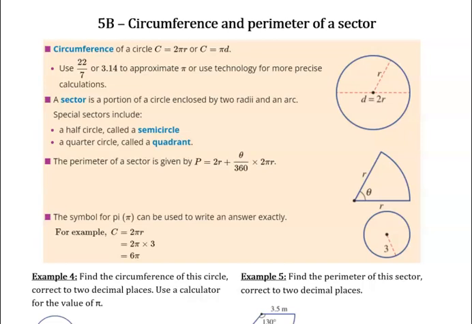The circumference of a circle is around the outside. So it's a kind of fancy word for the perimeter of a circle. And then we also have a sector, which is kind of like a slice of pie of a circle.